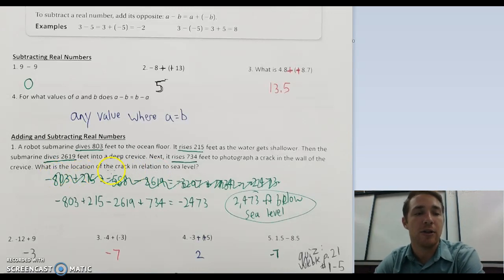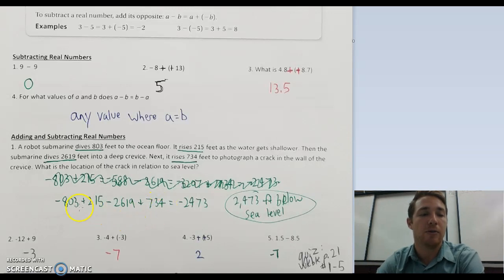So to find the location of the crack in relation to sea level, remember sea level would be like 0. I just have to start out at 0 and keep doing each operation. So starting from 0 and diving 803, I have a minus 803. Then I rise 215 feet. Then I dive 2,619 feet more before rising to take that photograph.